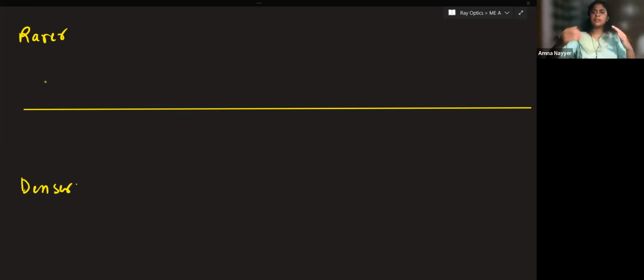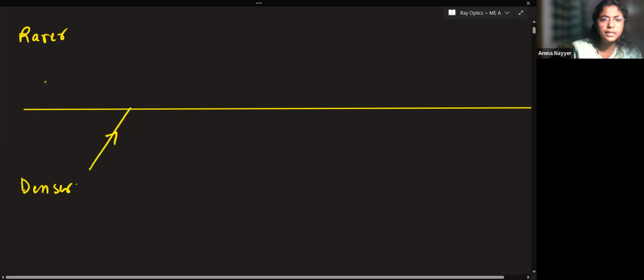Class, the rarer medium is here, the denser medium is there, and the interface separating both of them is what I have displayed. Now see what will happen. Let's say a ray of light is incident from the denser medium. So it will be like this.